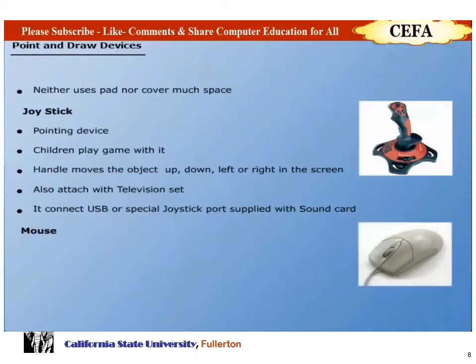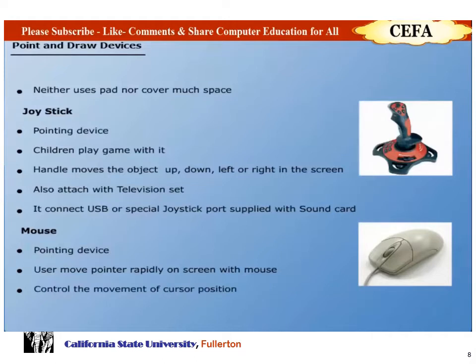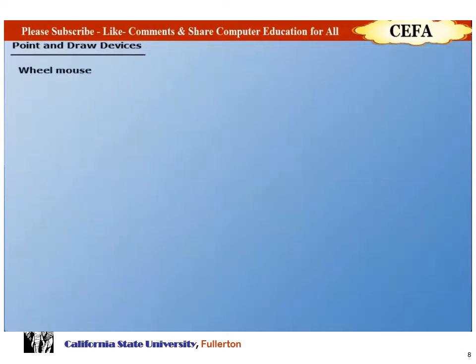Mouse. Mouse is a pointing device. A user can move pointer very rapidly on the screen with the help of mouse. Mouse controls the movements of the cursor positions. There is variety of mouse available in the market. For example, wheel mouse, laser mouse, wireless mouse, etc.